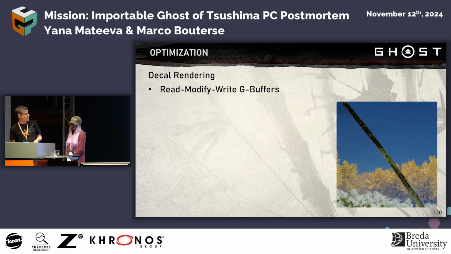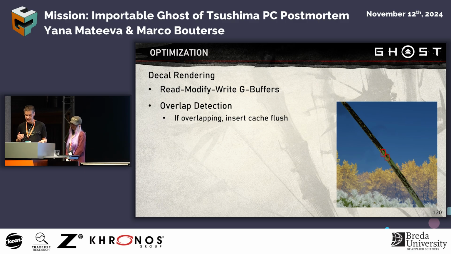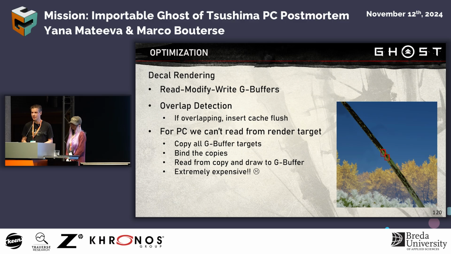And also for GPU optimizations, we ran into this thing with decal rendering, where it does a read, modify, write on the G buffers. There's a system in there that detects when decals are overlapping, and on console it just inserts a cache flush at that moment. But for PC, we cannot read from the render target. So what we need to do is make a copy of all the G buffers, bind the copies, and then read from the copies while we draw to the G buffer. And this turned out to be extremely expensive in some cases, because we had this situation where the sword has all these blood drops on it.